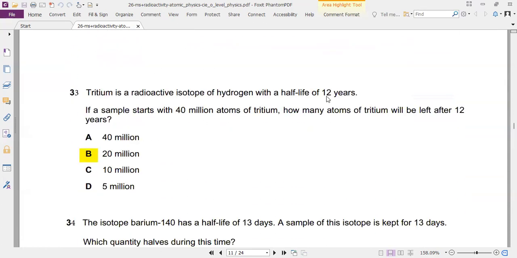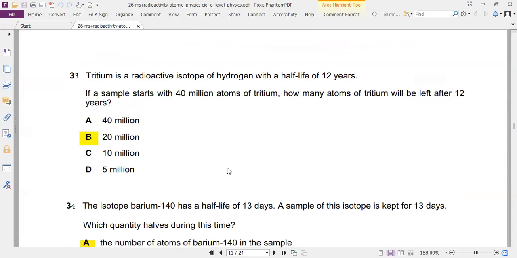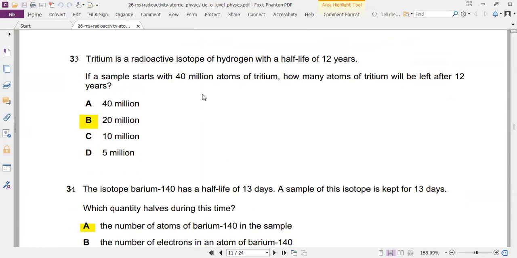Tritium, 12 years half-life. So after 12 years, from 40 million atoms, it will be 20 million atoms. Half-life has gone, number of nuclei becomes half. Definition of the half-life.